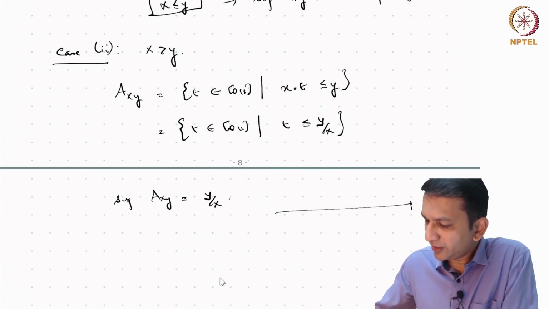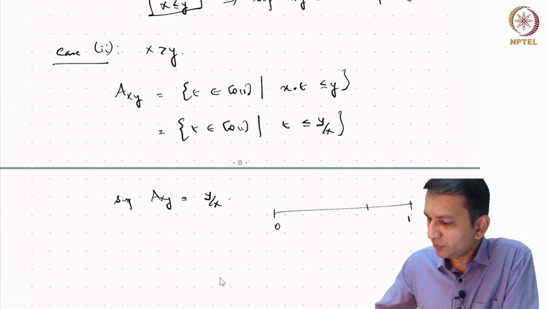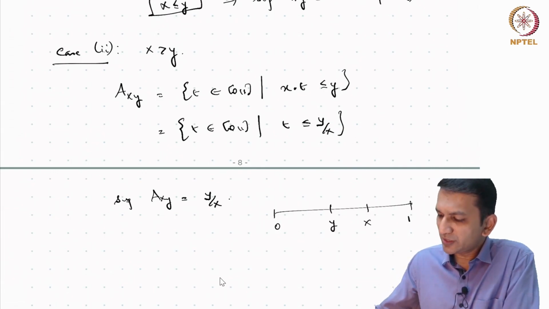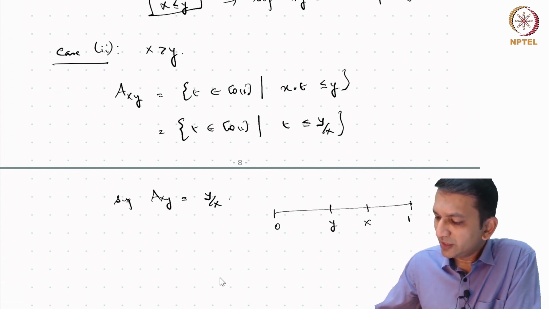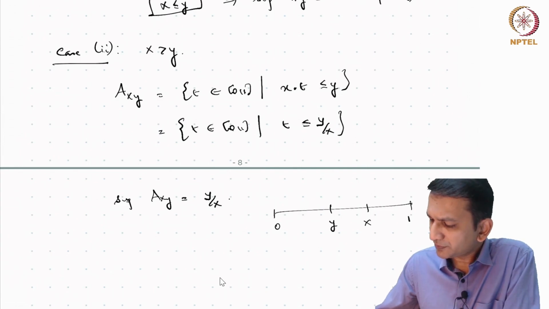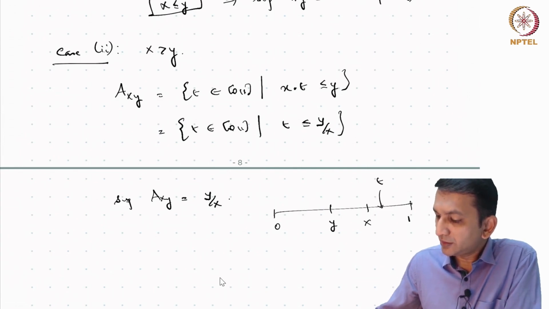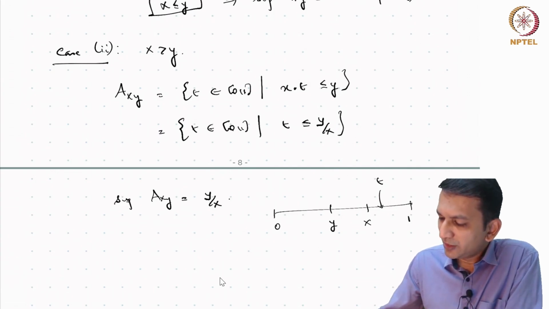If we were to look at it like this, we have 0, 1 here, and y here and x here. If you're asking the question, what is that t that we can go up to, the maximum of all the t's, such that tx is less than or equal to y, then clearly for the product t-norm, the maximum t that you can get is y by x.